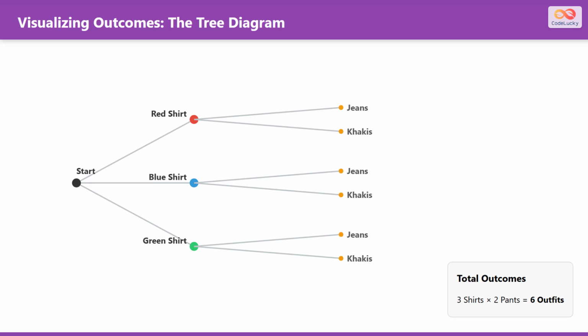We can visualize this using a tree diagram. On the left, we start with our 3 shirt choices. From each shirt, we branch out to our 2 pant choices. By following the paths from left to right, we can see every unique combination. Counting the endpoints, we see there are exactly 6 distinct outfits.